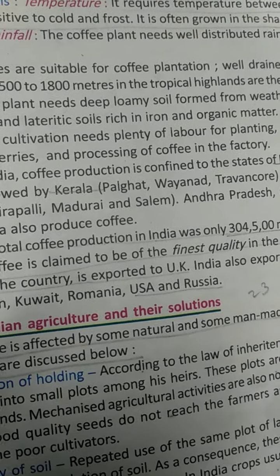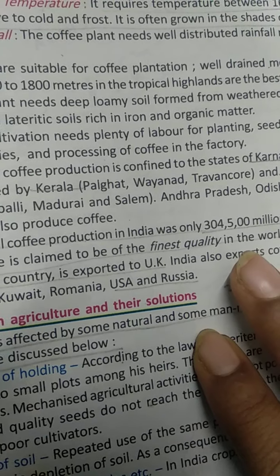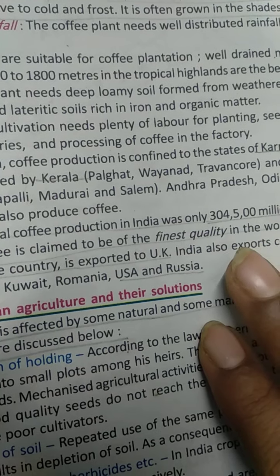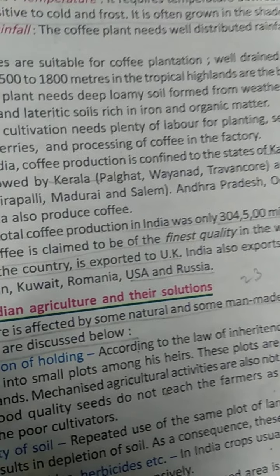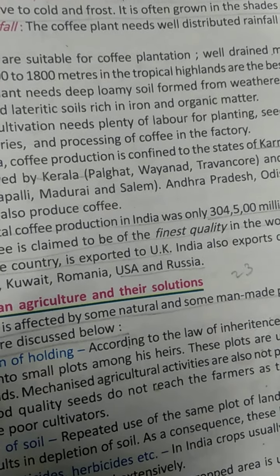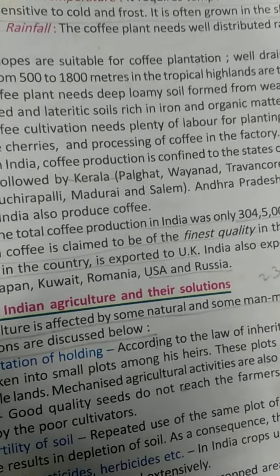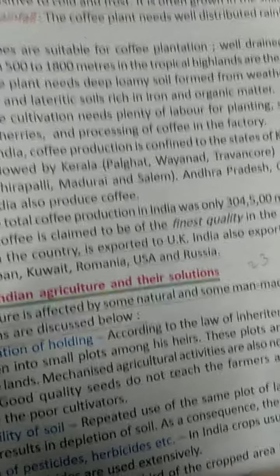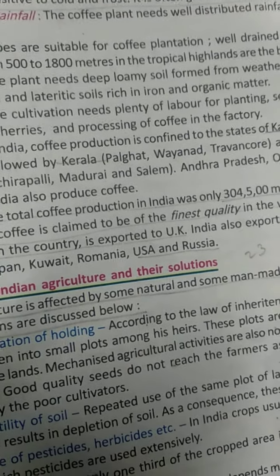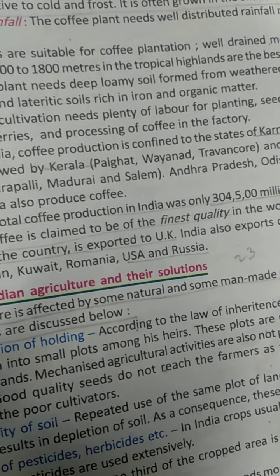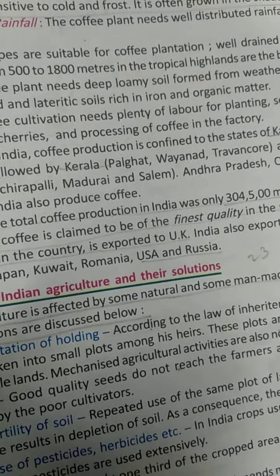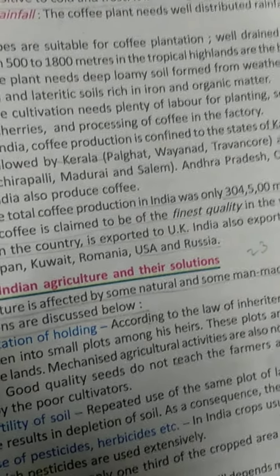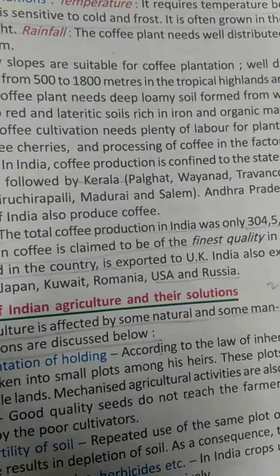Coffee production in India is about 3,45,000 million tons. Not now, it is a 6 year old calculation. Indian coffee is claimed to be the finest quality in the world. That is good for us. Nearly half of the coffee produced in the country is exported to UK, and India also exports coffee to countries like Germany, Italy, Japan, Kuwait, Romania, USA and Russia. Okay, so these are the crops that we are studying and I have completed this.